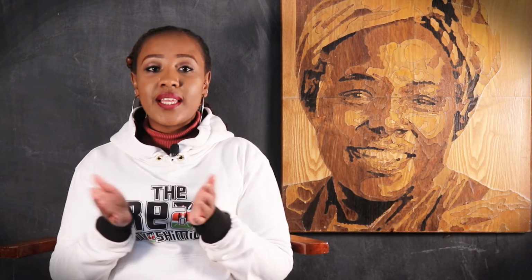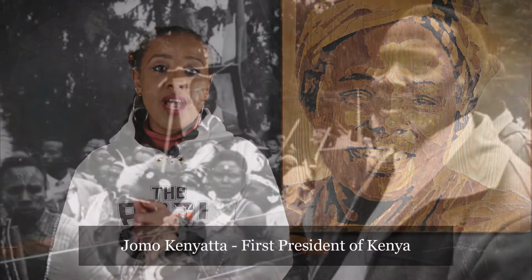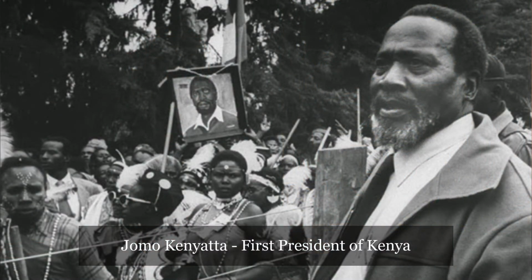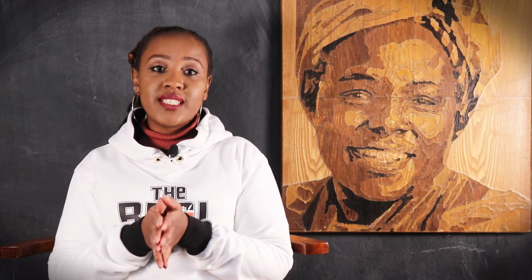First, it's important to note that this isn't the first time that Kenya is having a government with two levels. The first time we had a government with two levels was during Jomo Kenyatta's time, right after independence, where we had regional governments and the national government. And this is what was called the Majimbo system.